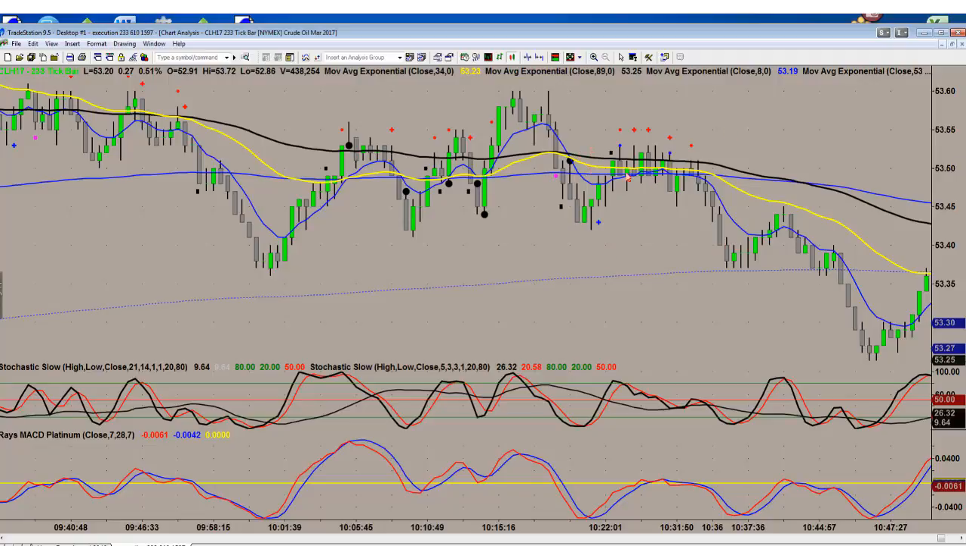You could have taken it, because you still have the 8 exponential underneath the 34. It didn't quite hit a 34B. It was within 1 cent, and many of our members will go ahead and take that 34B. Meaning, if it's close and I like the trade, I'll go ahead and take the 34 or the 89B from time to time. So many of our traders would have taken the 34B sell.